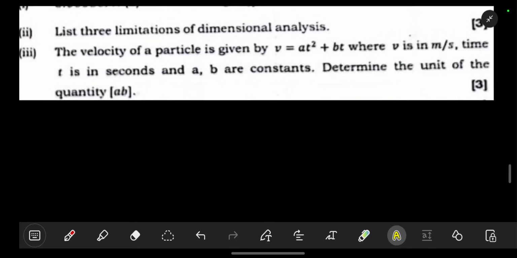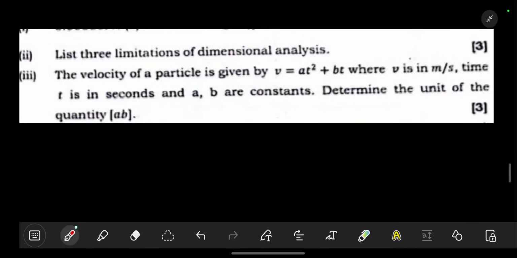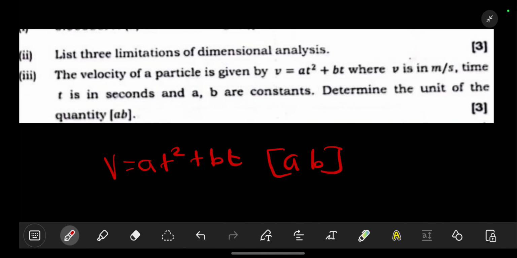If you have this other one, it says that the velocity of a particle is given by v equal to a t squared plus b t, where v is in meters per second, time t is in seconds, and a and b are constants. Determine the units of a and b. So if we are required to find the units of a and b, what are we going to have? First let's find the dimensions, then the units.